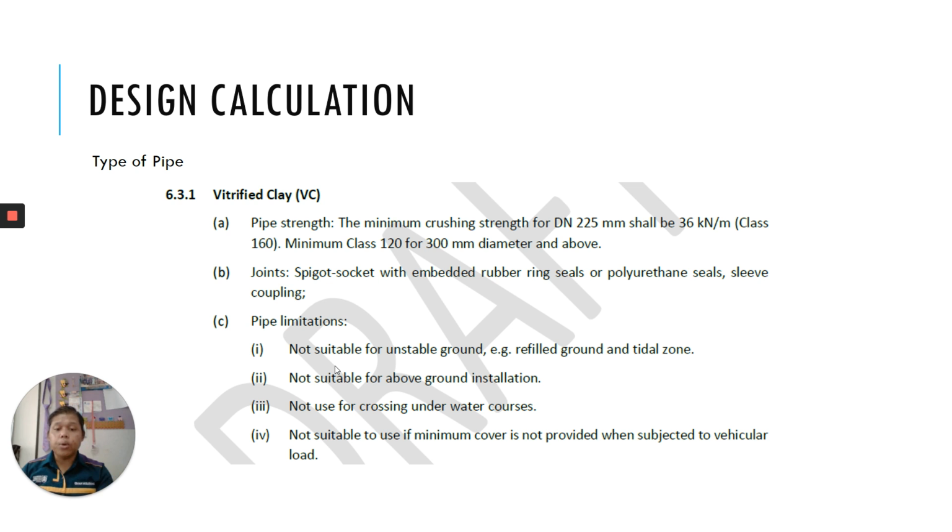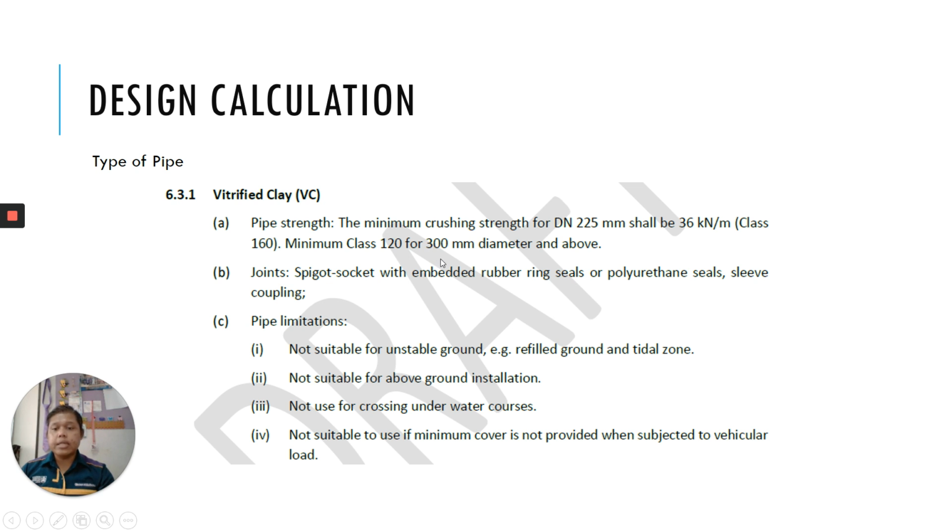So how do we know this is a stable ground? We have to check what we call the bearing capacity of the soil, so that we know whether the soil is strong or not. If it is unstable, this pipe is not considered a suitable pipe. We have to choose a different type that I already showed in the guideline in my previous lecture.